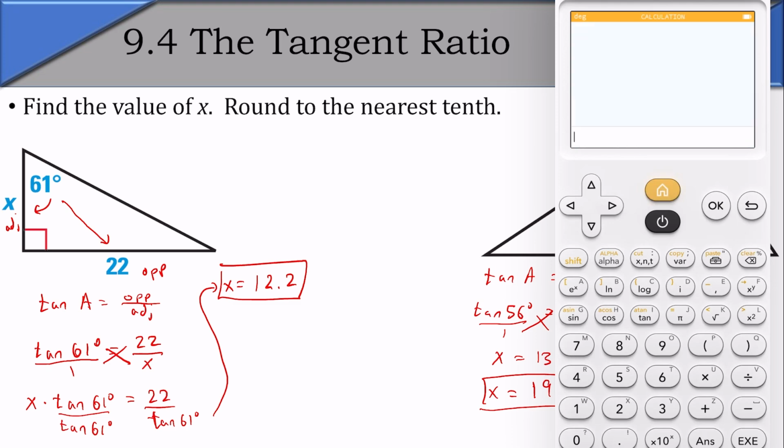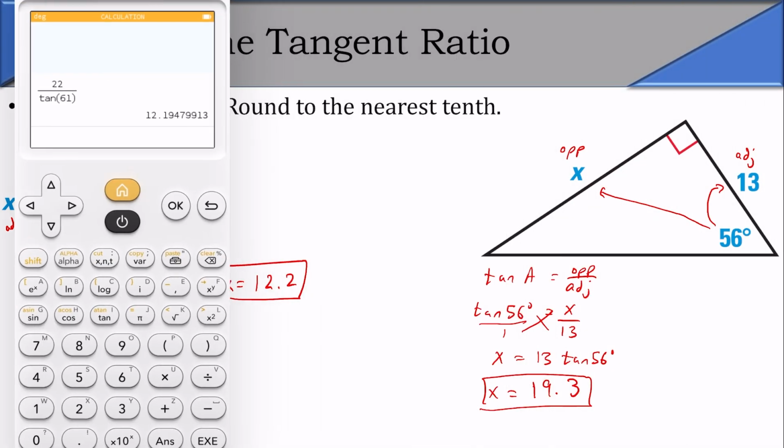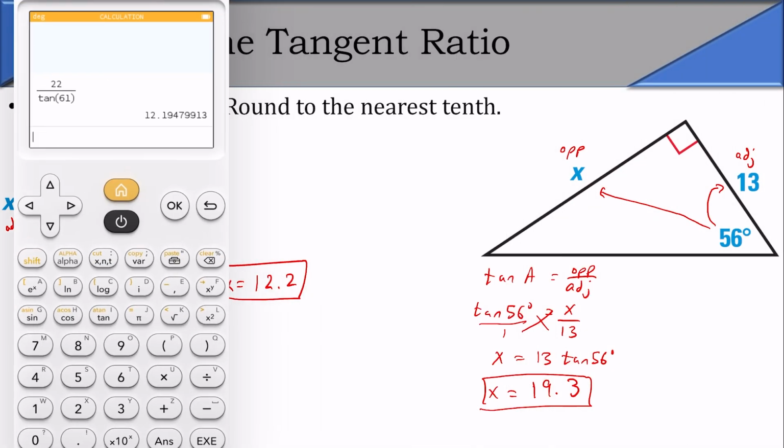All right, to type it in, the first one, the 22 divided by tangent of 61. Again, make sure I'm in degree mode. Look at that, 12.2. The other one was 13 times tangent of 56, close the parenthesis, 19.3.